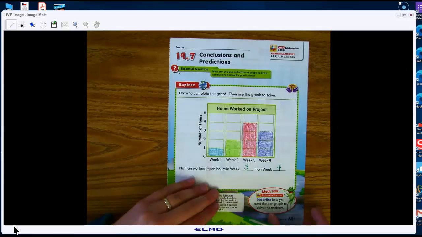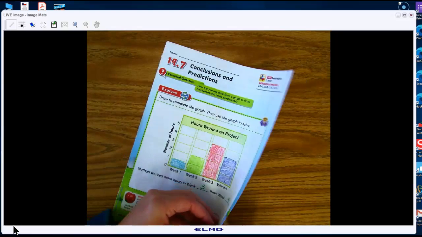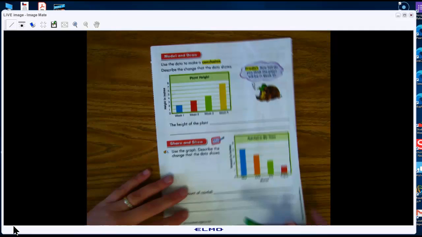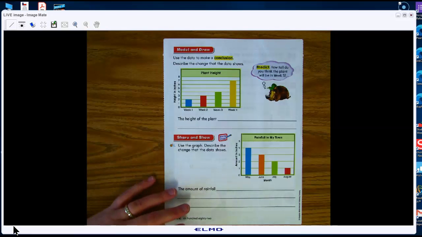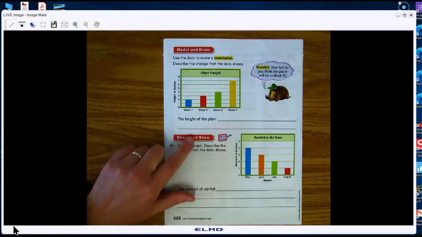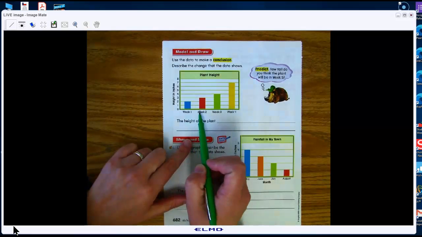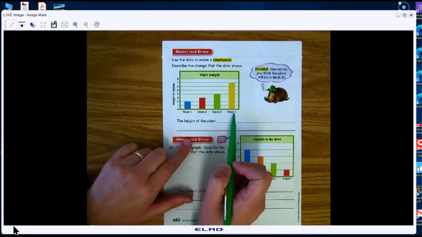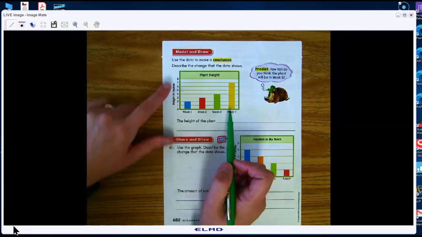Okay, let's go to the next page. We're going to use this data to make a conclusion. A conclusion is something we can tell by looking at the graph. So look at this graph. Week 1, week 2, week 3, week 4. This is plant height, and this is how many inches.